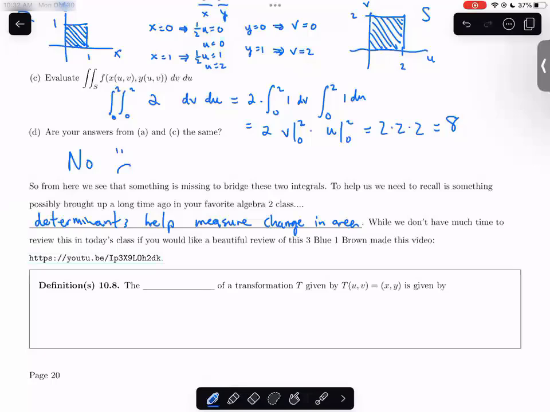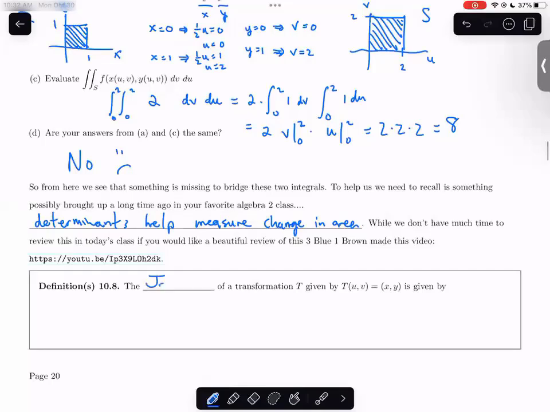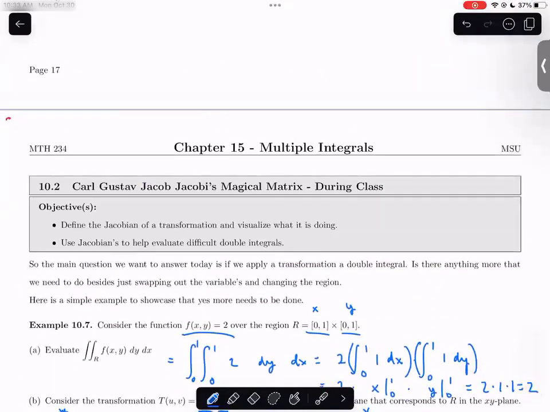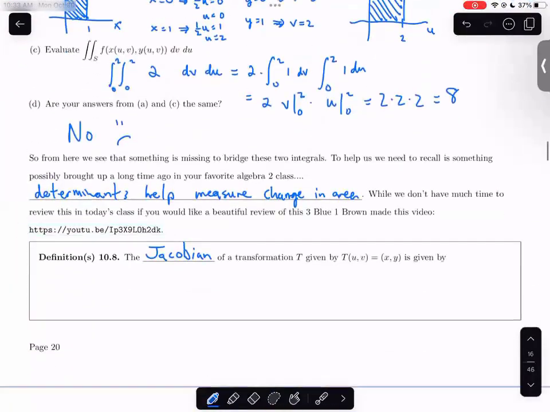So we're going to bring up a determinant to help us split this gap. Why did this 2 turn into an 8, and how can we fix that is going to be answered by a determinant. The determinant that we need is the Jacobian, and hence the name of this subsection, Carl Gustav Jacob Jacobi's magical matrix. So this is Jacobi from Jacobian.